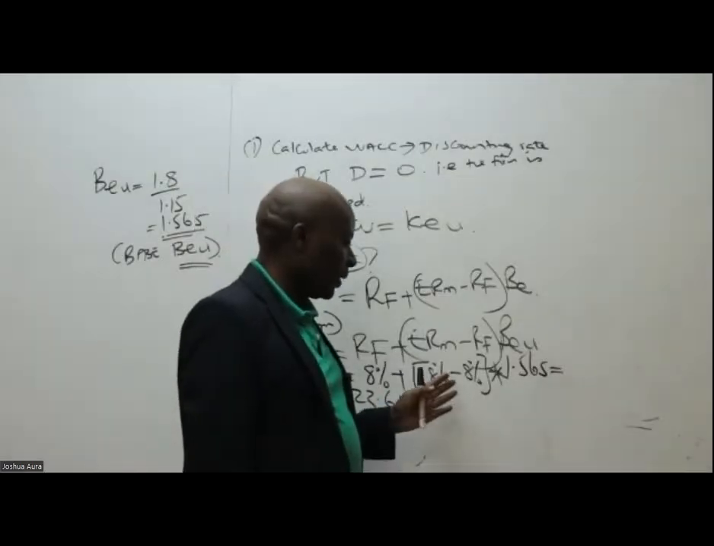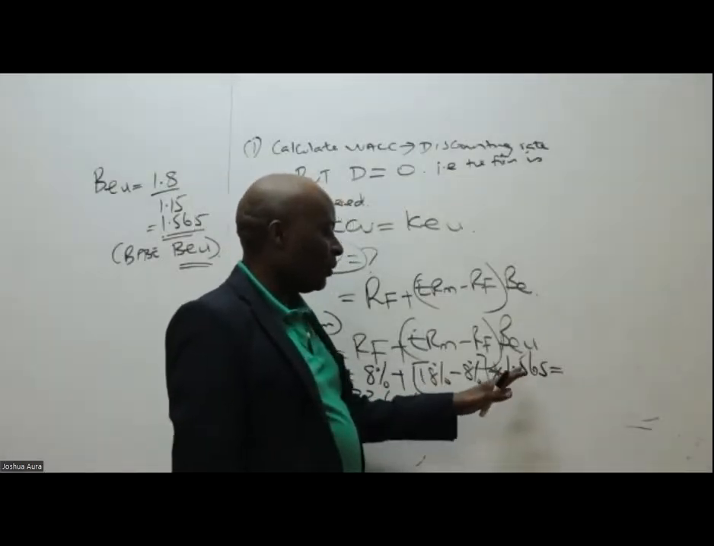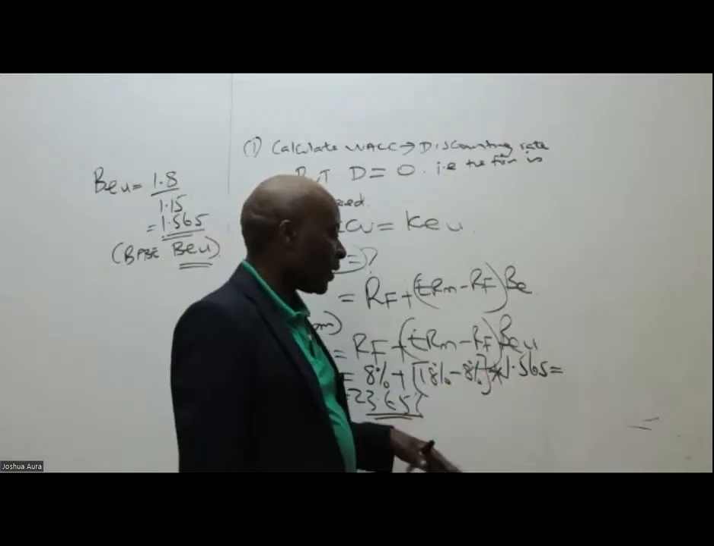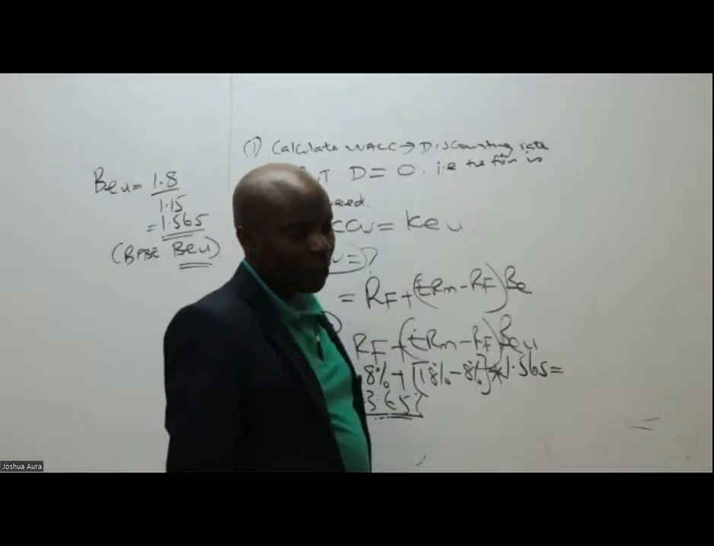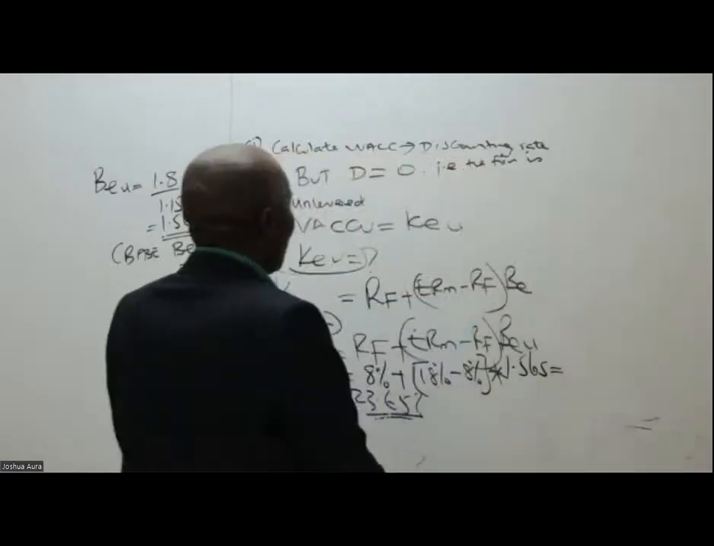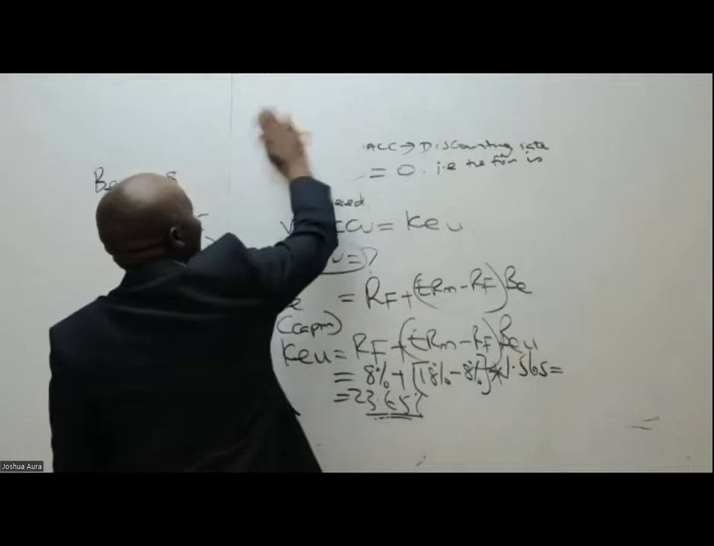So please remember it's the bracket first. 18 minus 8 gives me 10. 10 times 1.565 will give me 15.65%. So 8 plus this for sure will give me 23.65%. Thank you very much. So now we have been able to answer number 1.